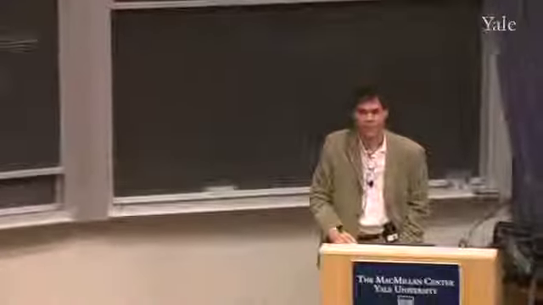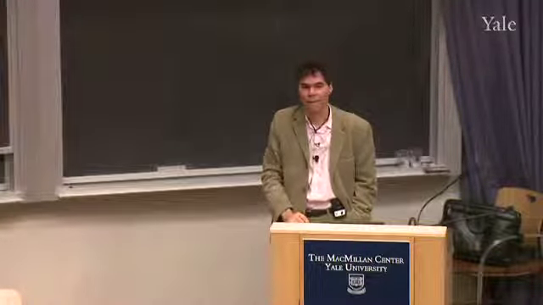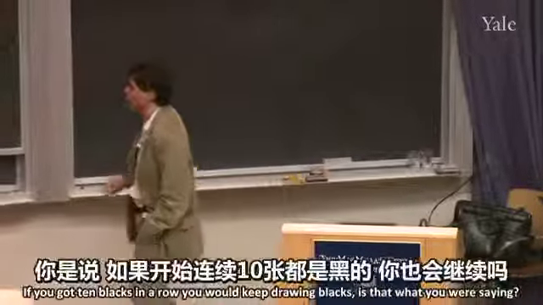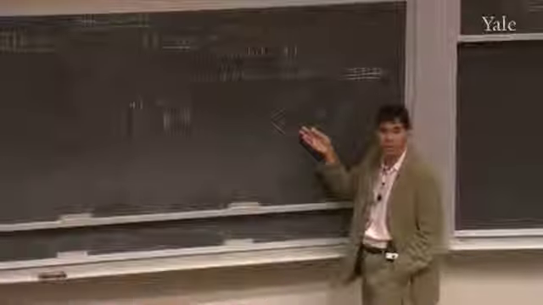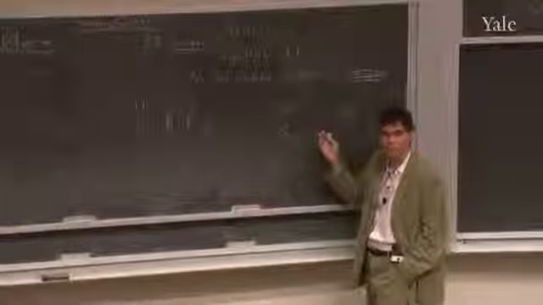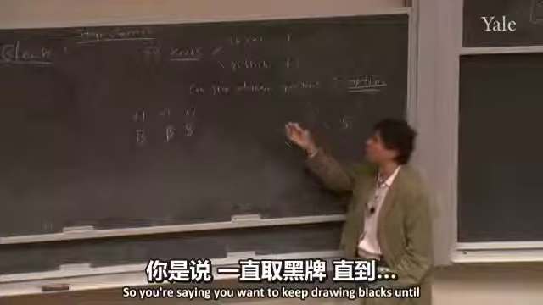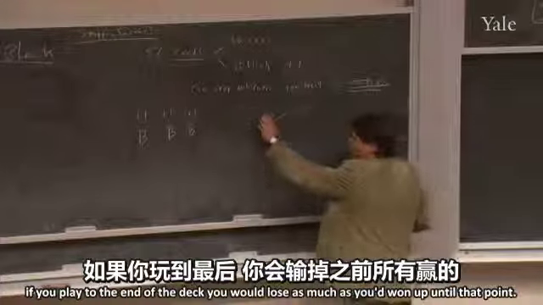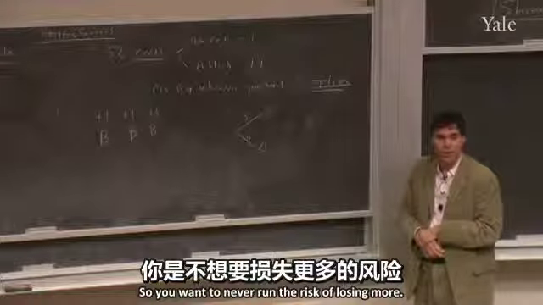Don't you want to play until your lose condition is either balanced out or worse than your win condition? Yes, but what is that condition? 13 blacks. You go. If you got 10 blacks in a row, you would keep drawing blacks? Is that what you're saying? Well, at that point, if you assume that's all sunk costs, assuming you pick another red and then played out to the end of the game, you could lose 13 more. So you're saying you want to keep drawing blacks until, if you played to the end of the deck, you would lose as much as you'd won up until that point. So you want to never run the risk of losing more.